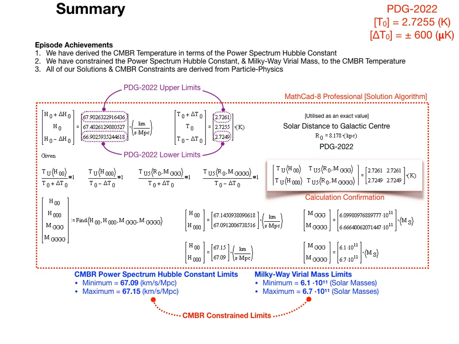From this foundation, we have achieved three key outcomes. Number 1, we have derived the cosmic microwave background radiation temperature in terms of the power spectrum Hubble constant. Number 2, we have constrained the power spectrum Hubble constant, and the Milky Way virial mass, to the cosmic microwave background radiation temperature. And number 3, all of our solutions and cosmic microwave background radiation constraints are derived from particle physics.